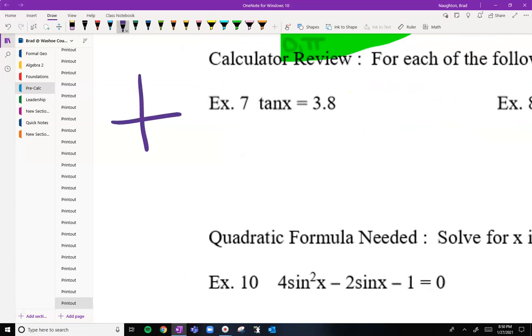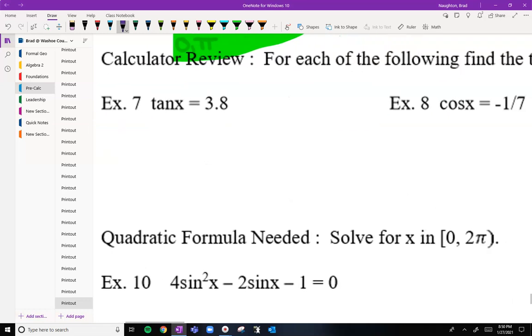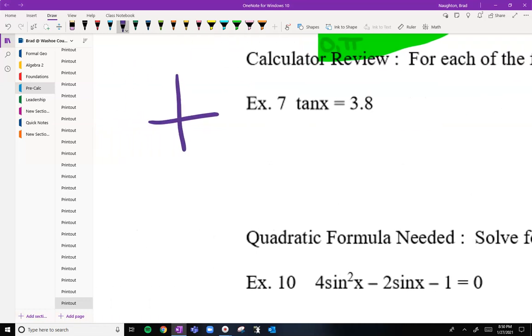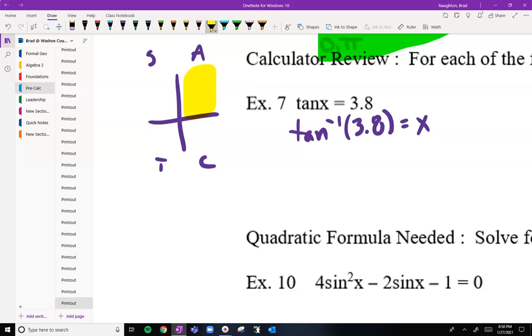So when we do tangent, the first thing we're going to do, because this is a calculator part, is take the factoring out of this and focus on where it's supposed to be. So all students take calculus. So this tan x, we're saying, when is the tan going to be 3.8? That's how we want to think about our inverse trig function, knowing that it's going to be in this quadrant right here and this quadrant right there.